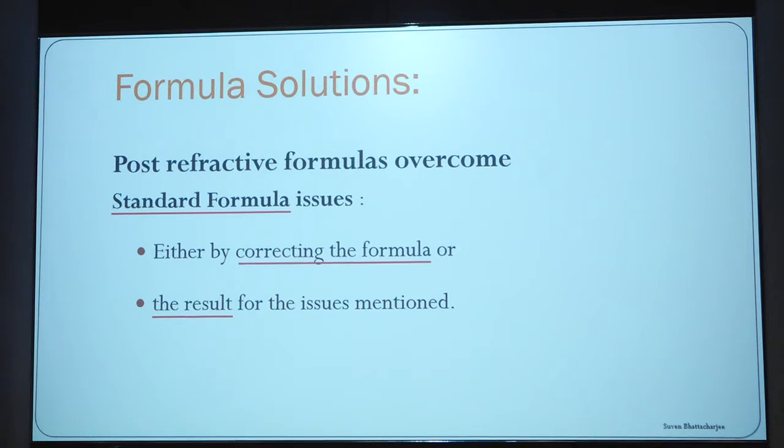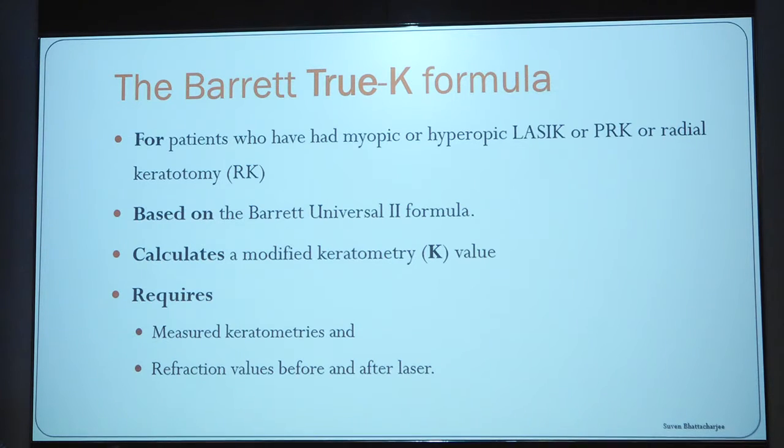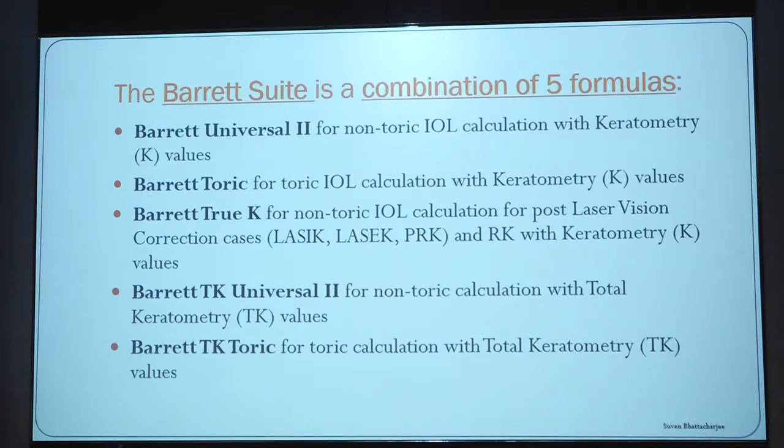So formula solutions have been either correcting the formula or the results. It's fudging one of them. Okay. So the Barrett True K formula gives us, based on its Barrett Universal II, a modified keratometry. It requires measured keratometries and refraction values before and after laser. But see, these are all more theoretical, so it takes care of all these 5 formulae.